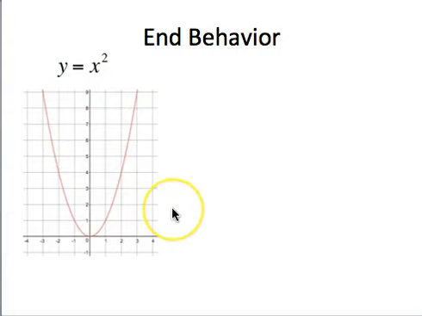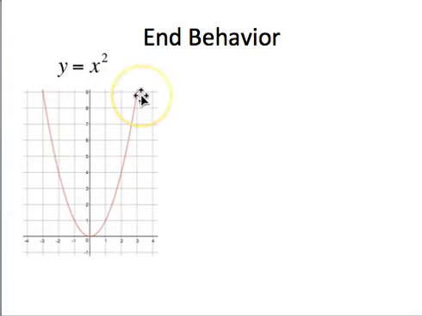So let's look at y equals x squared. That's a parabola. We know the general shape of y equals x squared. So looking at the graph, we see this parabola. Now, what is the end behavior? As x gets large, the y values get large. As x gets large negative, the y values get large positive. So we're going to need to have a way to describe that behavior.